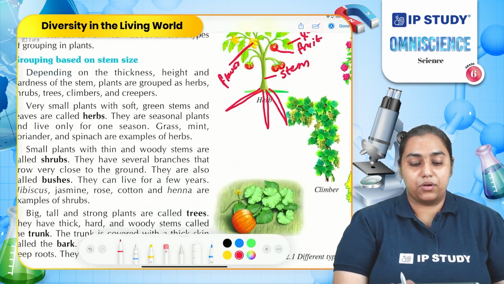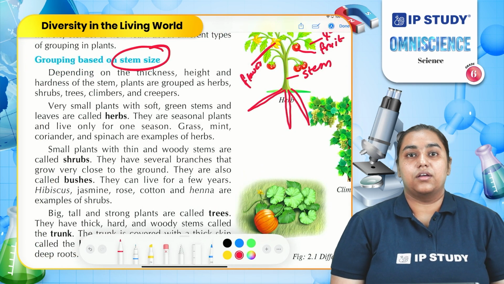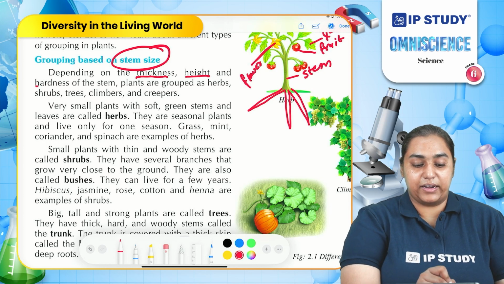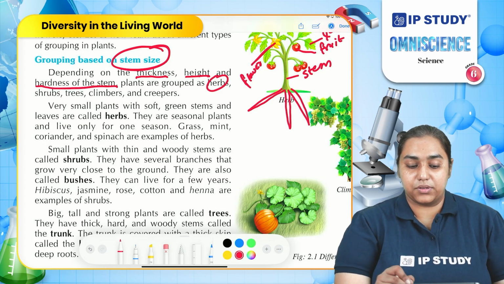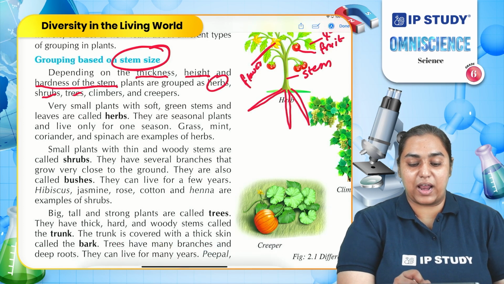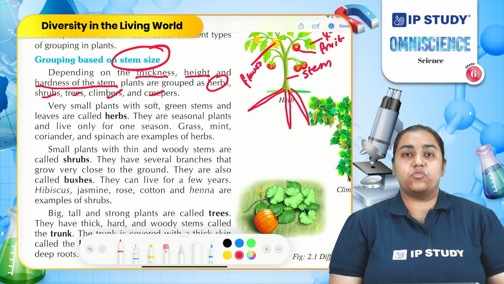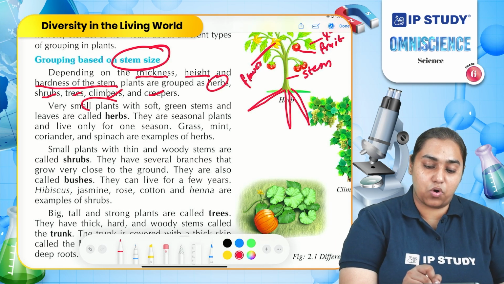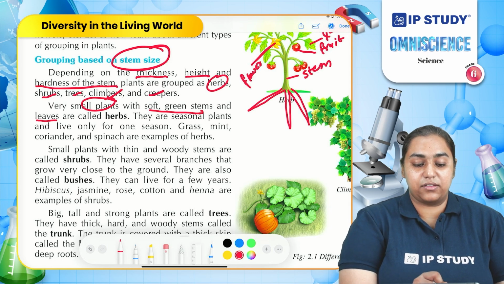Let us first group plants based on their stem. Depending on the thickness, height, and hardness of the stem, plants are grouped as herbs, shrubs, trees, climbers, and creepers. So, what are herbs? Herbs are very small plants which have soft and green stems and small leaves.